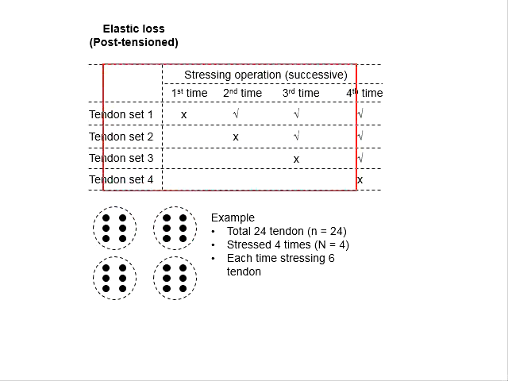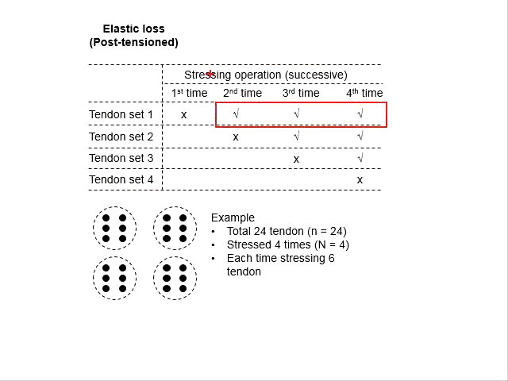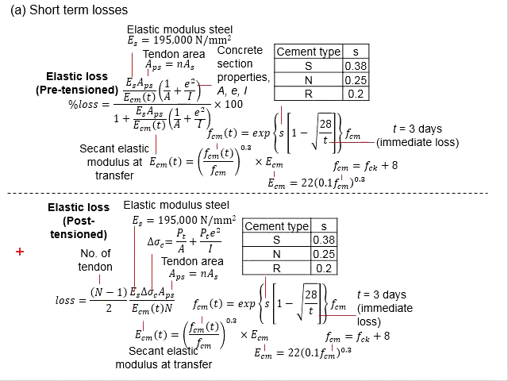If you see the table here, the first group of tendons will endure a more significant loss in terms of the pre-stressing force as compared to the third group of tendons. This is why in the equation here, it is presented as a function of the n, which is known as the number of tendons, or more specifically, refers to the number of pre-stressing operations.